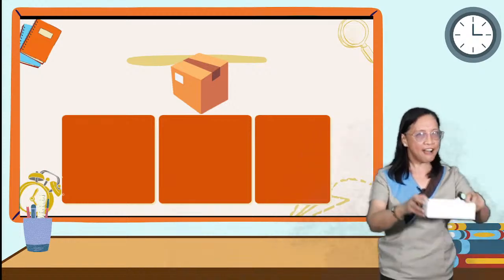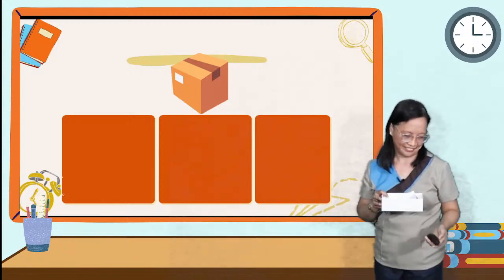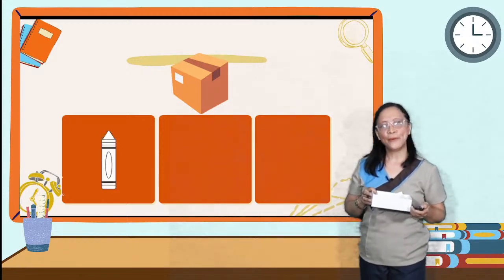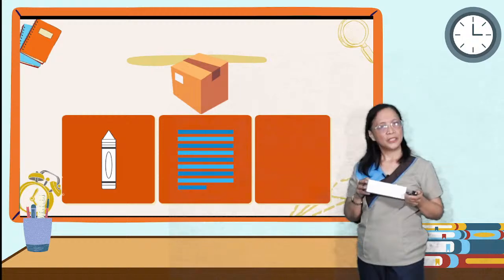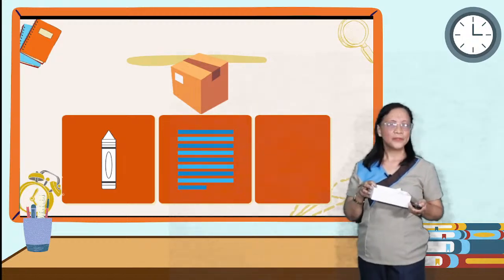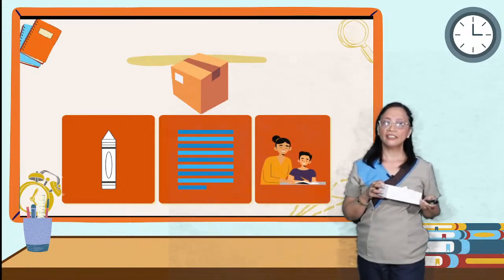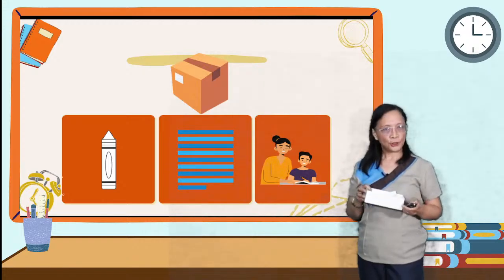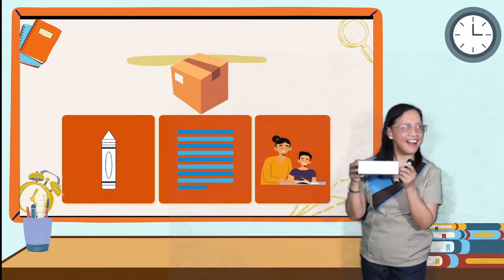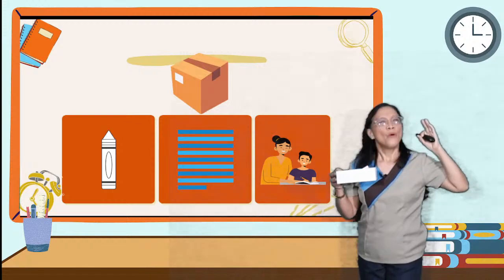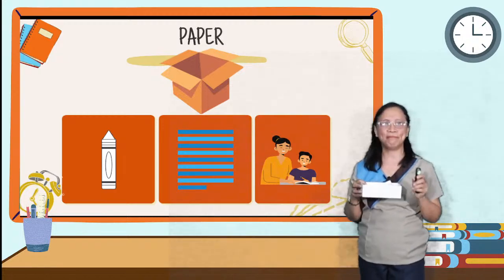I also have here a box. Okay, are you ready? Clue number 1. I am white in color. I have blue space, blue lines. Teacher and learner need me. They usually use me. What's inside the box? Shout it! What's inside the box? Let's reveal. The answer is paper.